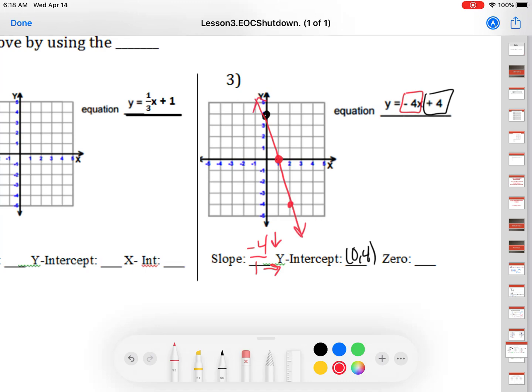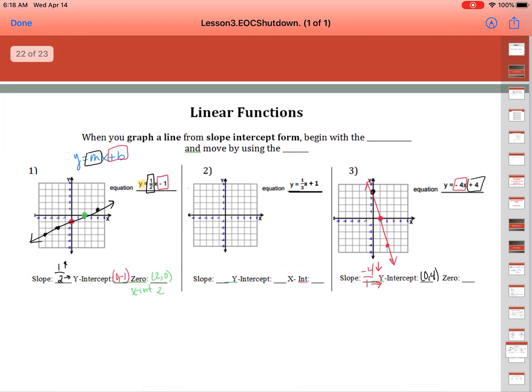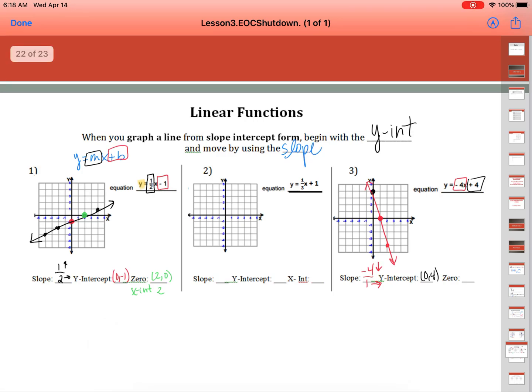Now you have a 0. You can see where the 0 is on this graph. Super easy. All right, so when you graph a line from slope-intercept form, you begin with the y-intercept. We just did that. And then we move by using the slope. So easy. Last piece of today.